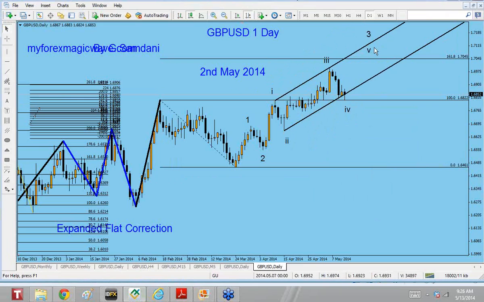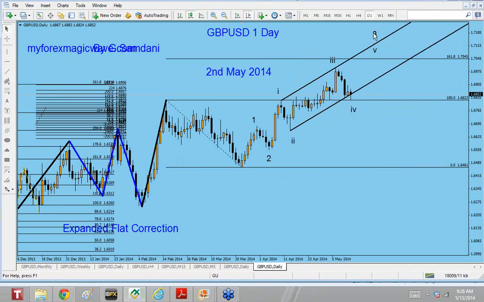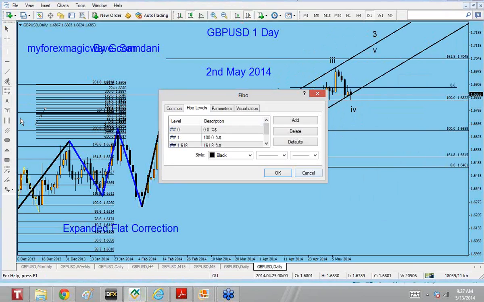That would be wave 3 finishing. So 1, 2, and then wave 3 will be here, right? Then wave 4 will be 38%. Now, if this is wave 1, 2, 3, 4, let's measure this. How much is this one right now? Wave 4. Oh, I lost my fib.